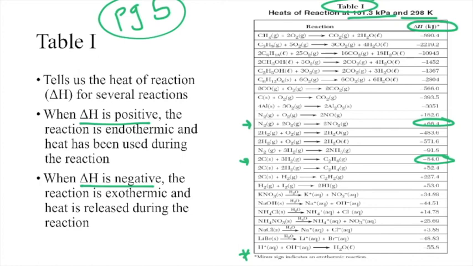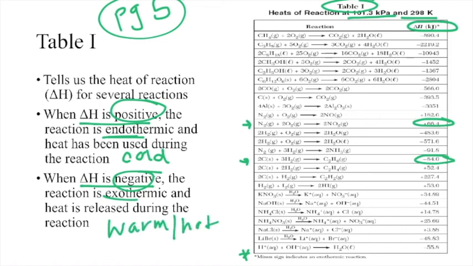And just know that when things have a positive delta H and they're endothermic, they're going to get cold, right? Because they're absorbing heat. And when things are negative and they're exothermic, they're going to get warm or hot because heat is being given off to the surrounding area. So keep that in mind. I think that's the end of lesson 2.